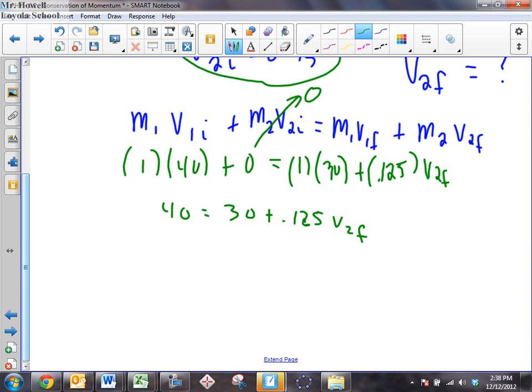Okay, that's what your equation looks like when you make it look easier. Subtract the 30 to give you 10. And then divide by 0.125. Wait, subtract the 30? Yes, because you can't add it. What are the units? Velocities. Meters per second. Very good, Paul.